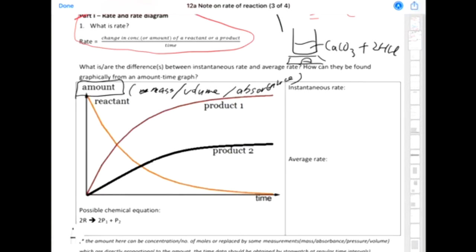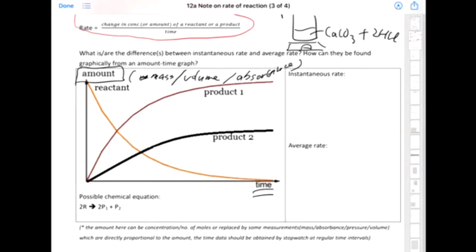However, for the x-axis, say it's the horizontal one, it must be time. But it depends on the duration of the reaction. There are so many units for it. Maybe minutes, maybe seconds, maybe hours, maybe 100 years. It depends on what that reaction is.